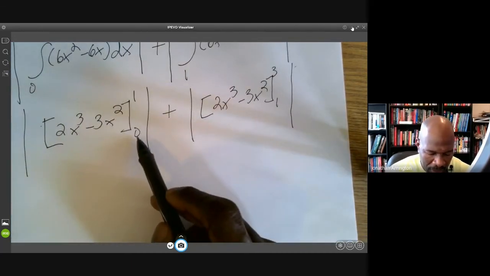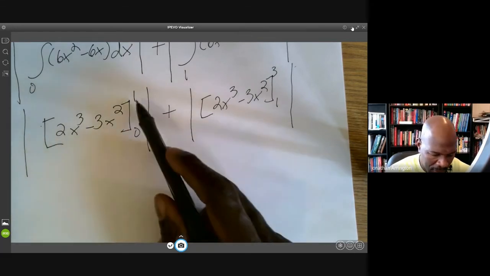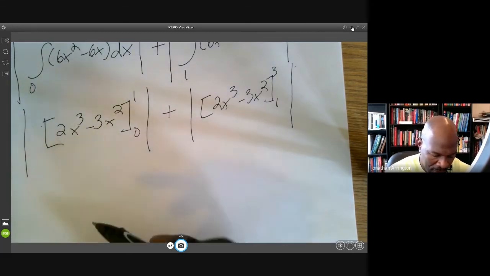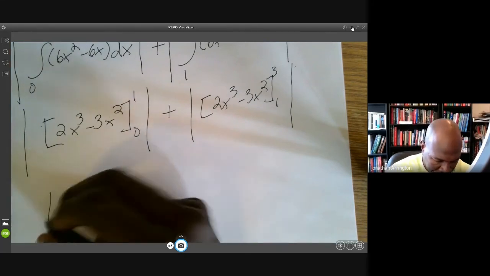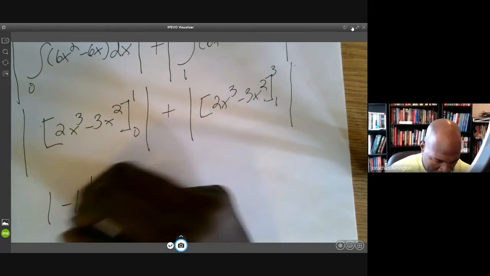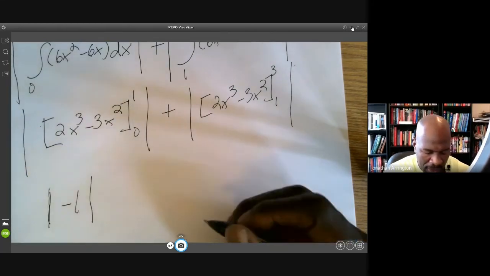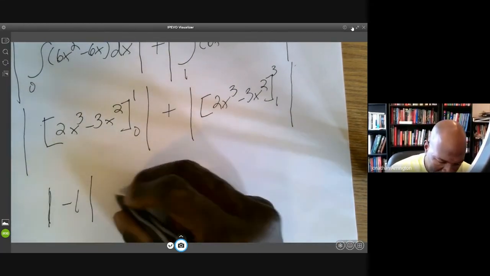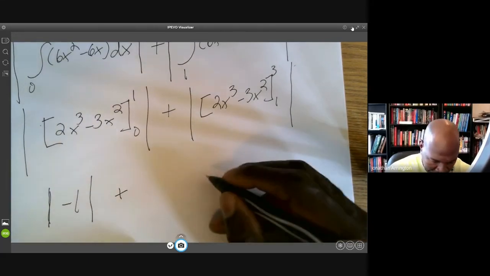Now, of course, when I plug in 0, it's just going to be 0. So the only thing I have to plug in here is 1. And when I plug in 1, that's going to be 2 minus 3. That's negative 1. So we're going to take the absolute value of negative 1. And I'm just going to leave in the absolute value for right now, plus.